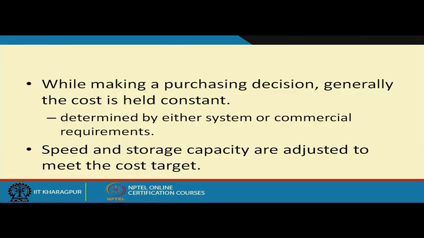While making a purchasing decision, generally the cost is held constant, because cost is a major constraint, as we have discussed when looking at the various parameters to choose. The second important parameter is actually the cost. So, keeping the cost constant, the system's parameters are adjusted. You decide about various elements to be added to your system, keeping this cost constant. The speed and storage capacity are adjusted to meet the cost target.